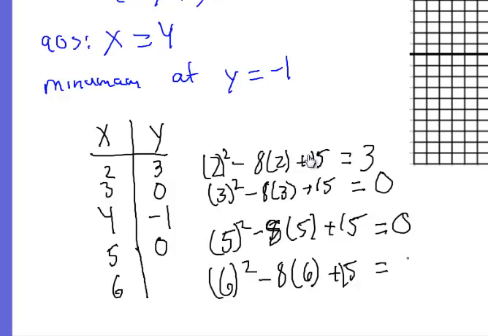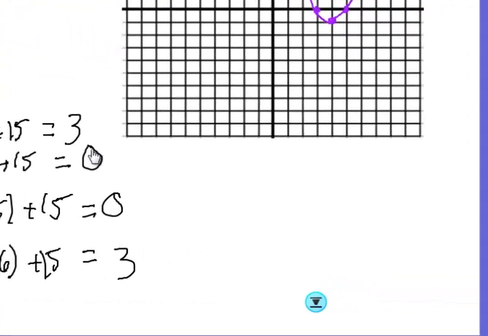So this is going to come out to positive 3. Okay, and again, that should be right because this is going to be symmetrical. So I'm going to plot our other points. At 3, we're going to be at 0. And at 5, we're going to be at 0. And then at 6, we're going to be at 3. At 2, we're going to be at 3. All right, so again, just connect your dots. Make sure it's curving. Don't draw straight lines to each point.